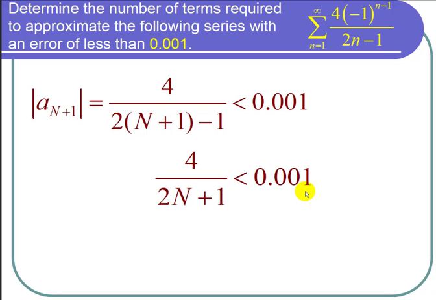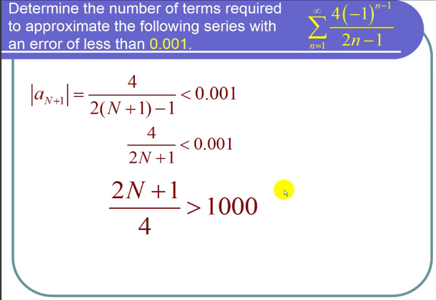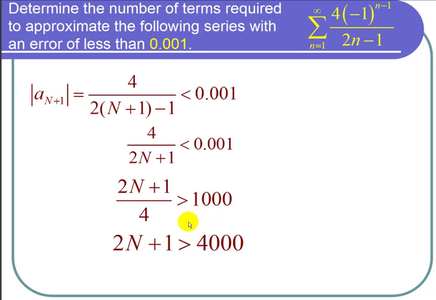And now let's do a little algebra trick. I'm going to take the reciprocal of both sides. So when you take a reciprocal of both sides, the inequality switches. And also, the reciprocal of 0.001, this is 1/1000th, and its reciprocal is 1,000. So I get 2n plus 1 over 4 is greater than 1,000. And now let's continue on the algebra, multiply by 4, and I get 2n plus 1 is greater than 4,000.